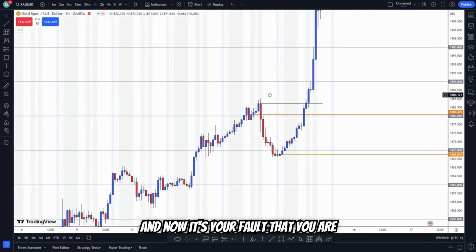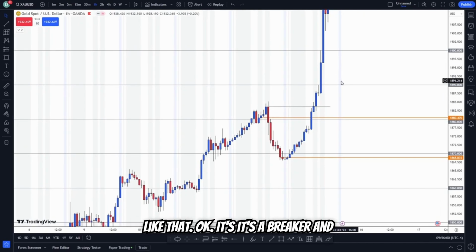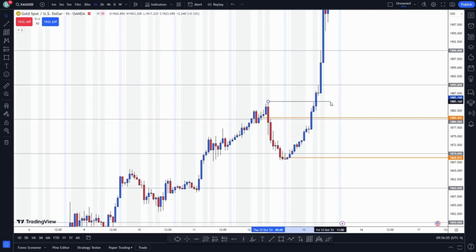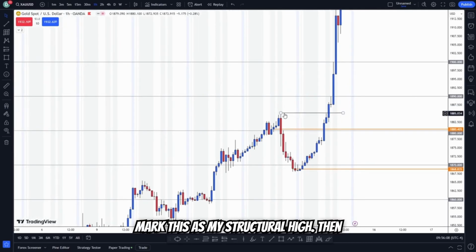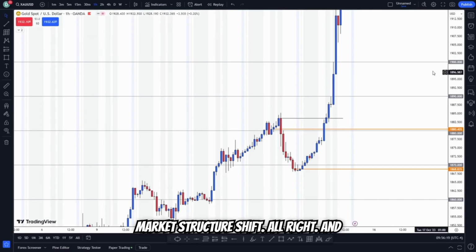And now it's your fault if you are waiting for price to go above this line, above this wick, and for another retest. No, it's not like that. It's a breaker, and if I had marked this as my structural high, price never came back to this line to give a retrace and go up to test this breaker. But when the body closes above this candle's body, it's a market structure shift.